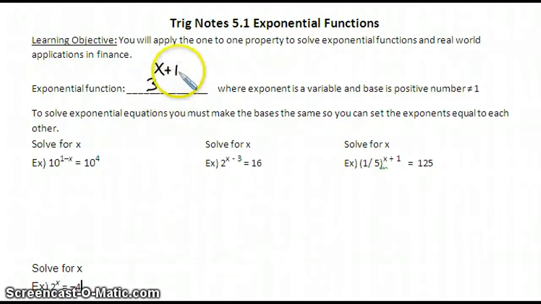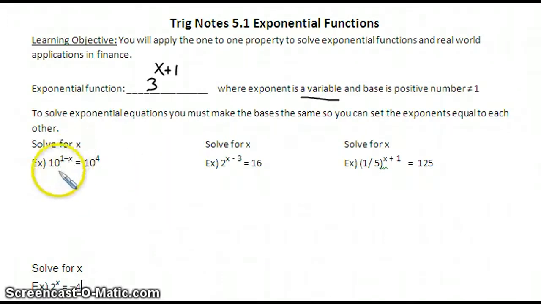where you have a function that's being raised to some power, obviously the exponent there, and the exponent has a variable in it. So you'll see here it says exponent is a variable, and the base is a positive number that's not equal to 1. So the first concept we're going to talk about is how do you actually solve exponential equations.